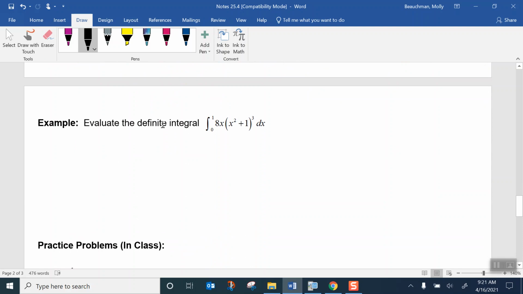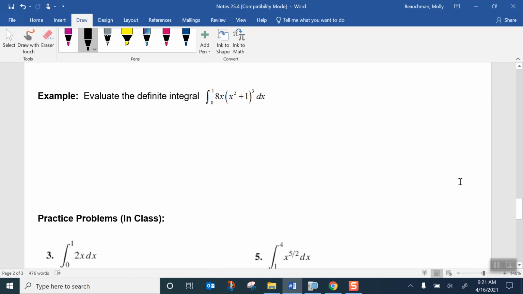We're going to evaluate the definite integral from 0 to 1 of 8x times x squared plus 1 to the power of 3 dx. So we've got to use our chain rule backwards, so we're going to use a u substitution. So let's just find the integral first, and then we'll worry about evaluating it at 1 and 0. So we're going to find the integral of x squared plus 1 to the third times 8x dx.